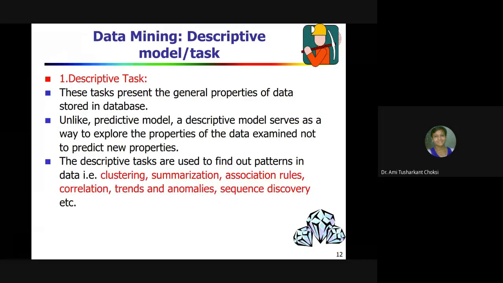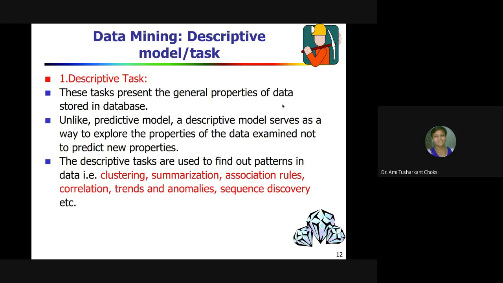Descriptive task. Okay, let us see that. This task presents the general properties of data stored in the database. General properties. Okay, let's see that. Unlike a predictive model, a descriptive model serves as a way to explore the properties of the data examined, not to predict new properties, right? What does it say? A predictive model does what? It does predict the new properties. But will a descriptive task or descriptive model do that? No, it will not do that. A descriptive model serves as a way to explore the properties.